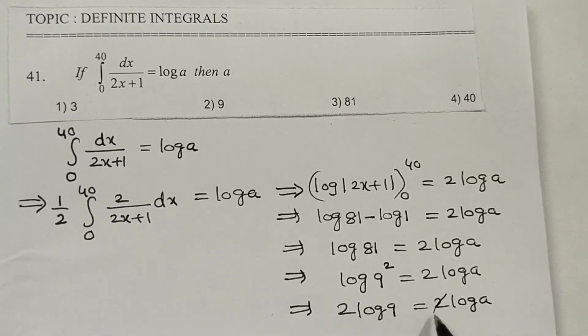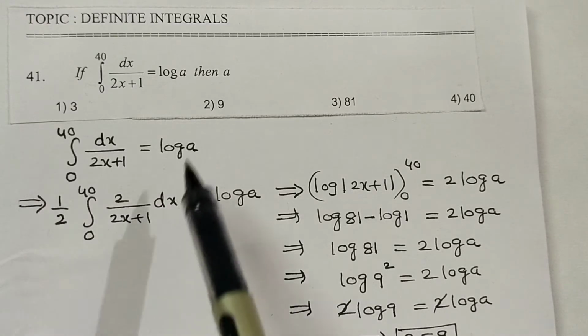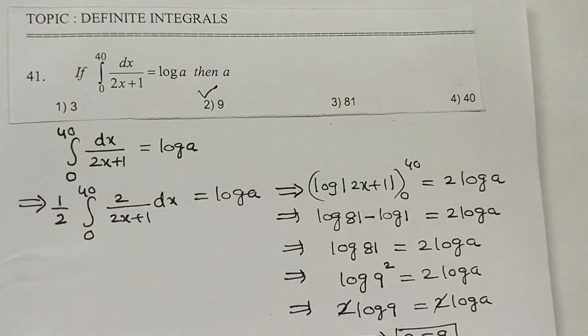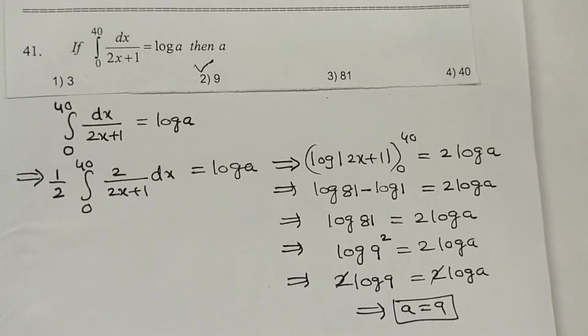On both sides 2 gets cancelled. By comparing the values, a is equal to 9. So which is there in the second option. We'll move to the next question.